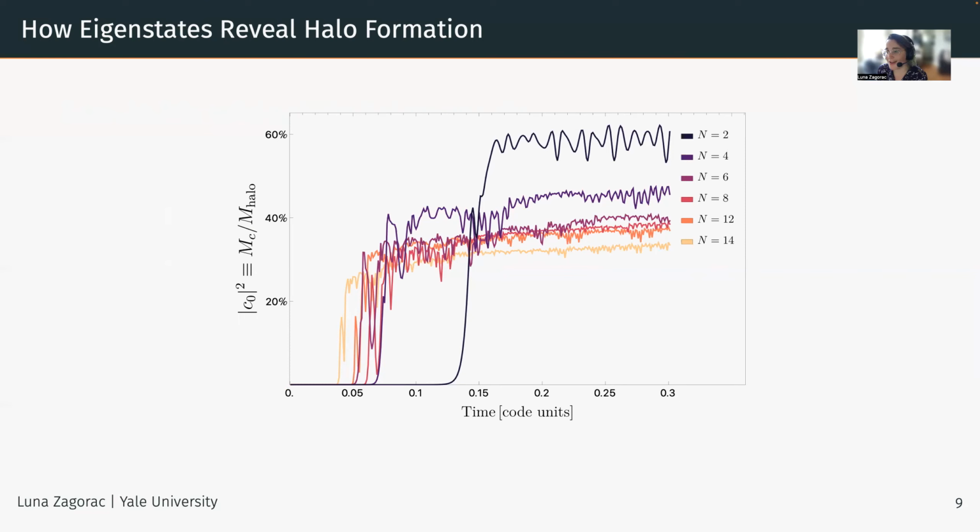So the growing number N is equivalent to a growing mass because colliding 8 blobs of equal mass will give you more mass than colliding 2 blobs of equal mass. And so we can see that in the late stages, so after about 0.2 code units in time, which everything here is in some internal code units, as the mass gets higher, as the number gets higher, the percentage of the mass of the whole halo that is in the core decreases.